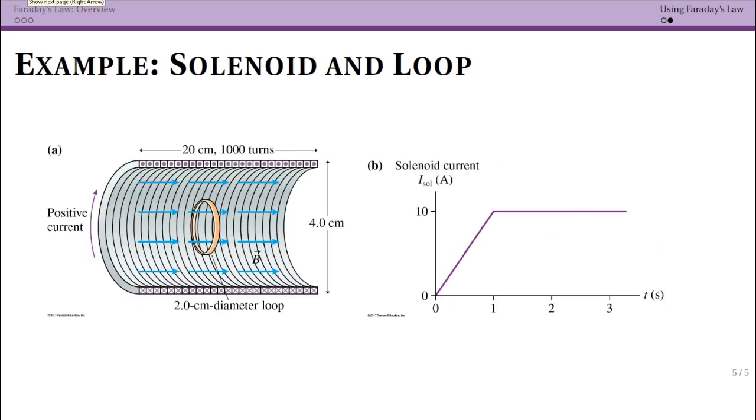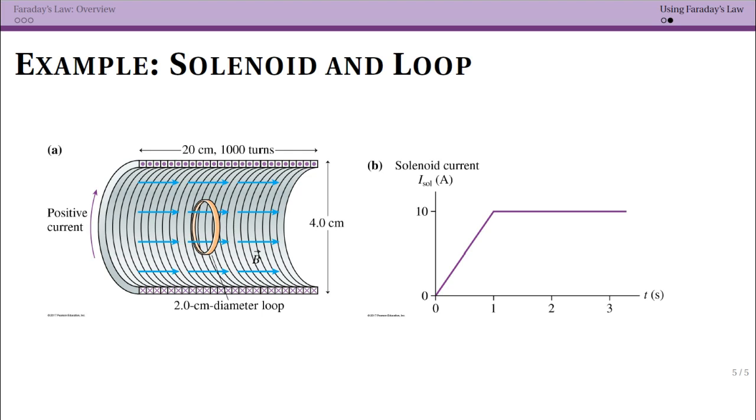So let's look at an example. In this case, we have a solenoid and a loop. The loop is like a ring or something inside the solenoid. You know that a solenoid generates a uniform magnetic field inside of it. So the first question you should ask is, is my flux changing? Because if your flux isn't changing at all, then there's nothing to calculate, really.